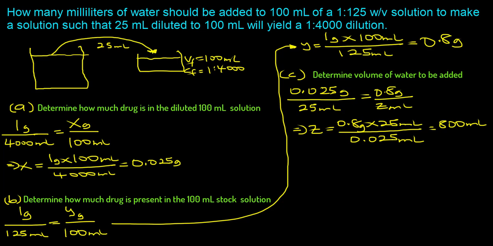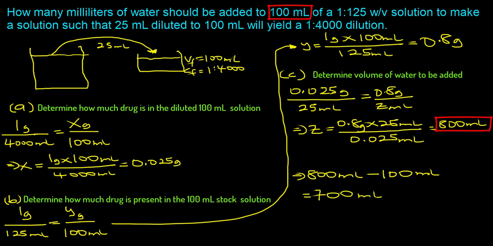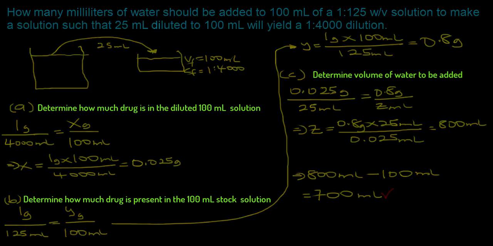So to actually determine the volume of water that needs to be added, we need to do another step, and that would imply that we need to take the 800 milliliters and from that subtract the 100 milliliters that was originally present. So 800 milliliters minus 100 milliliters, and that will give us 700 milliliters. So the volume of water that needs to be added is 700 milliliters.